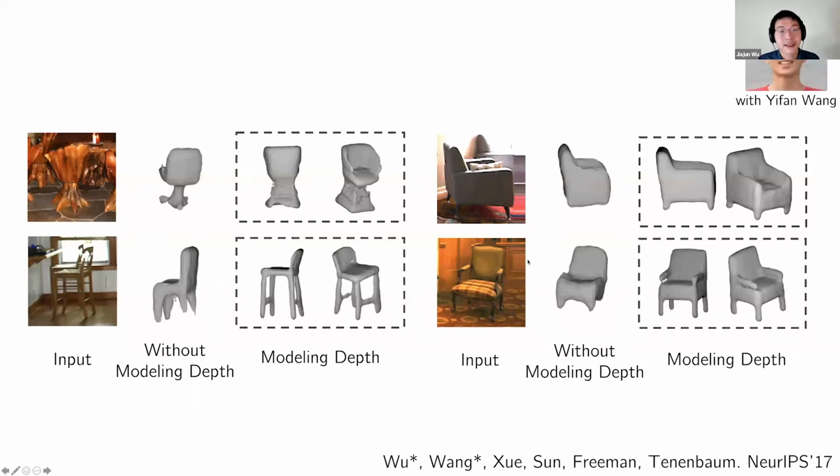So this is actually a while back, right? Back in NeurIPS 2017, where we did it with Yifan Wang, who was also a visiting student at MIT and now is a PhD student at the University of Washington. Okay, you can see that it's a very simple idea. Just by taking an intermediate representation from computer graphics, you can already reconstruct the 3D geometry much better from the 2D image.